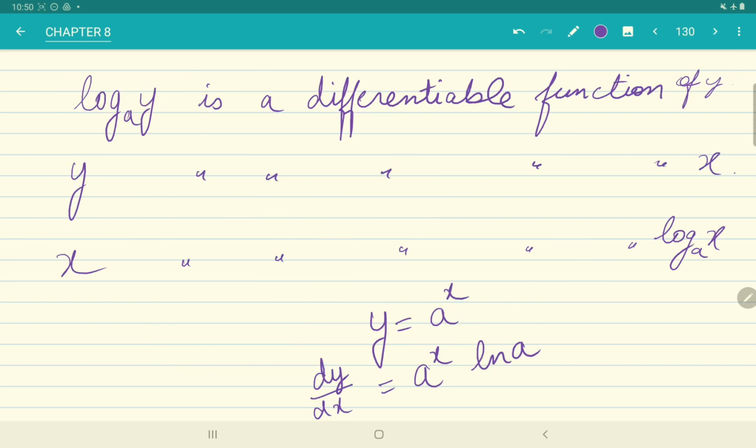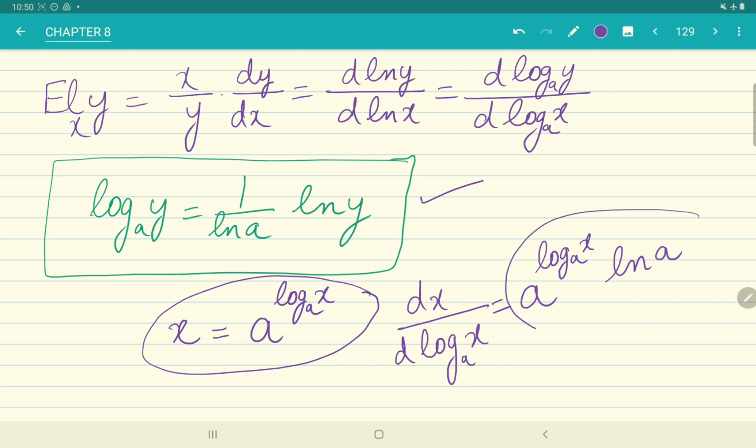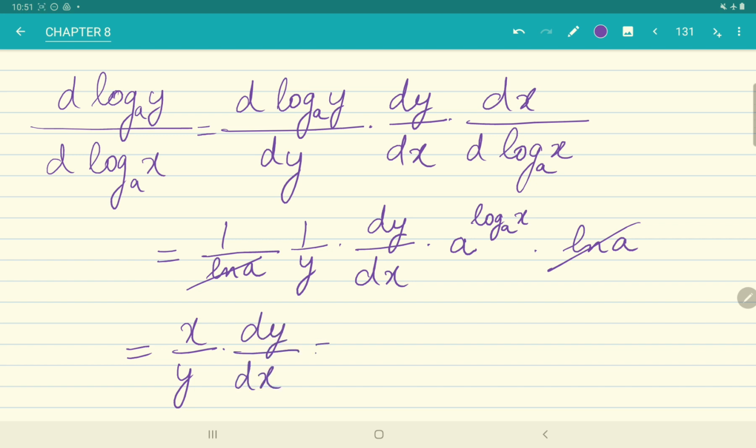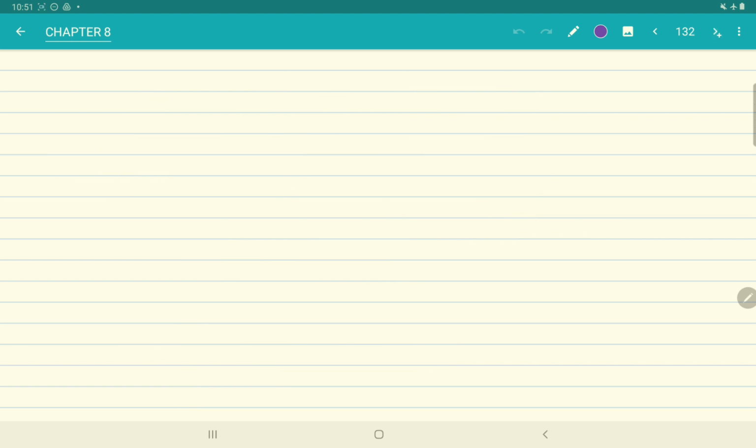And now I can write this. A log x to the base a ln a. Now these get cancelled. I know that a log x to the base a is nothing but x. So I get x by y dy by dx, which is nothing but the elasticity of y with respect to x.